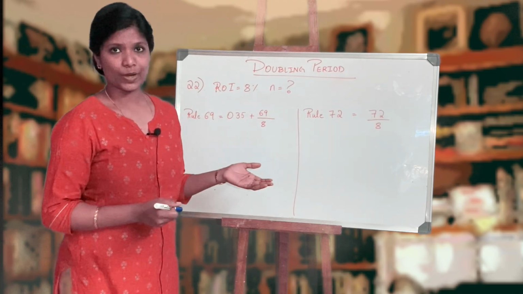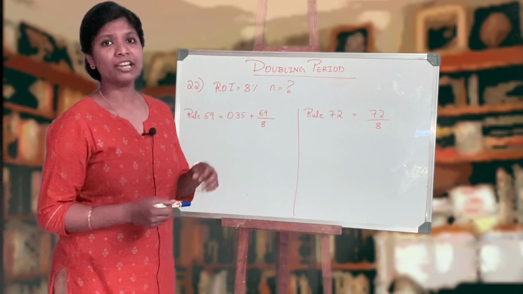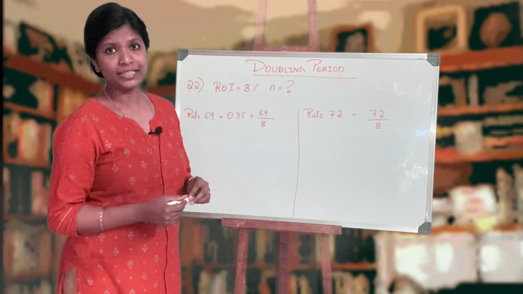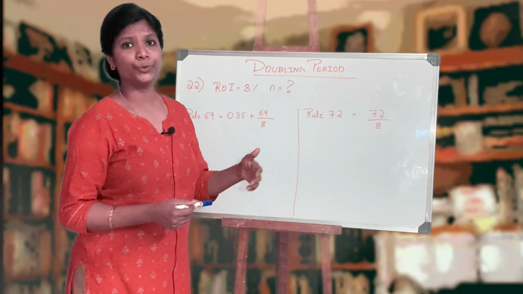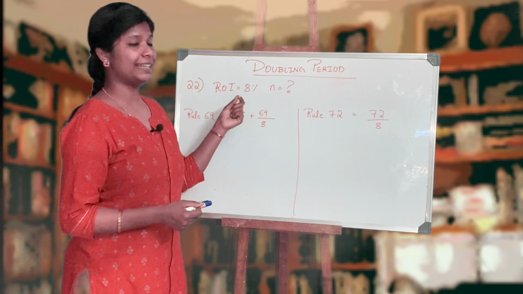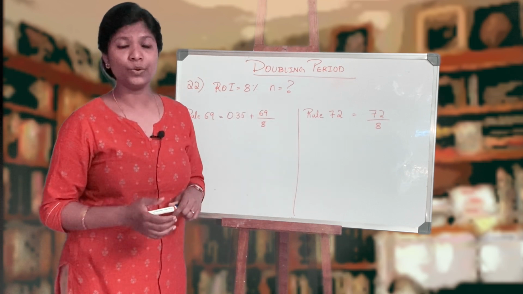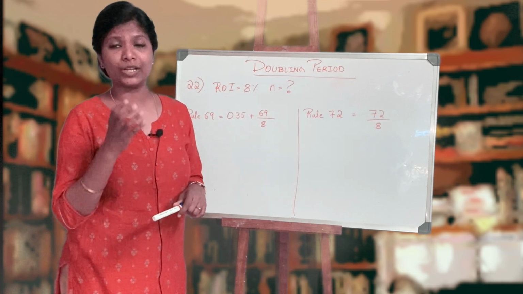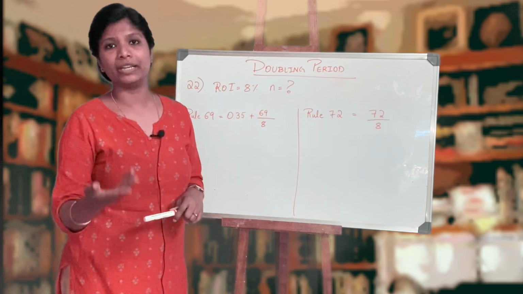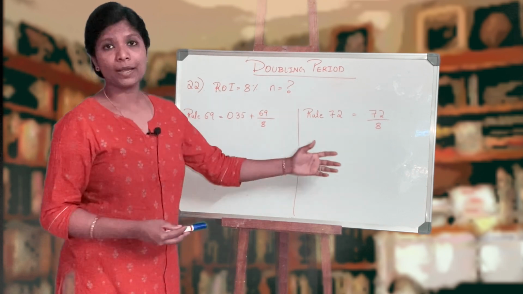Let's look at the next question here. Here the question is telling, find out if a sum is invested at the rate of 8%, in what time period will it double itself? Here the amount is not given. The interest rate is given at 8% and the question is asking you at what time period will a sum of rupees, if invested at 8%, double itself. Let's solve in both the rules.